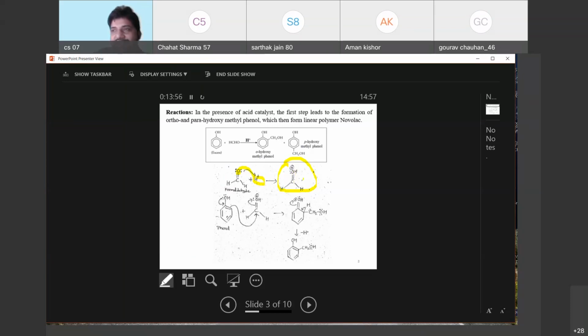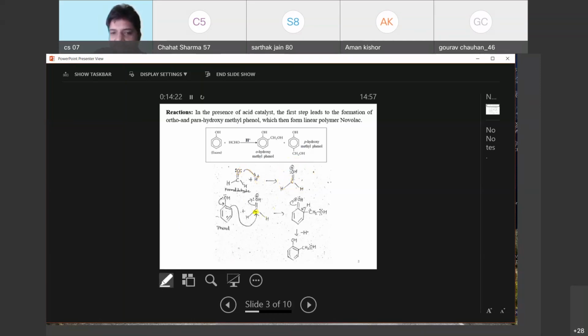So this makes this carbonyl carbon electropositive in nature, meaning electron deficient in nature. This makes this carbonyl carbon electropositive, meaning an electrophilic center is generated here. Okay, so now what happened in the next step?